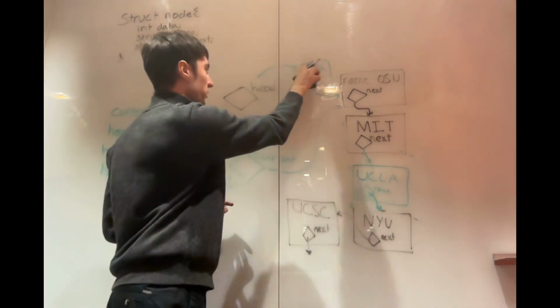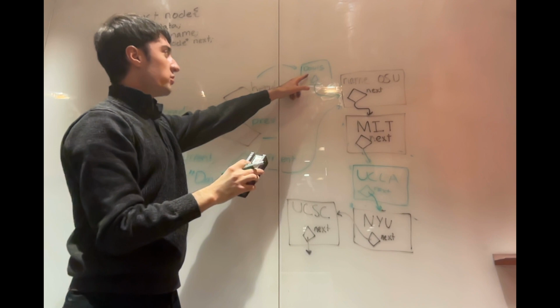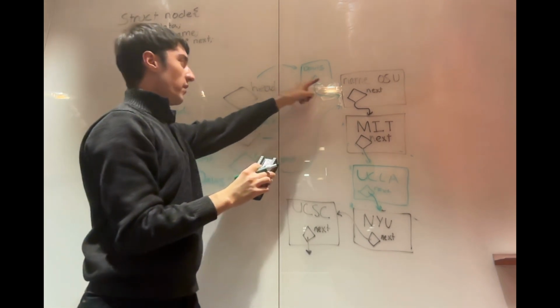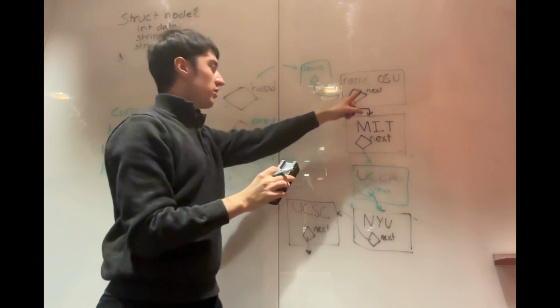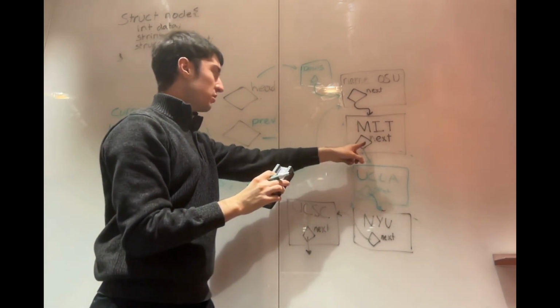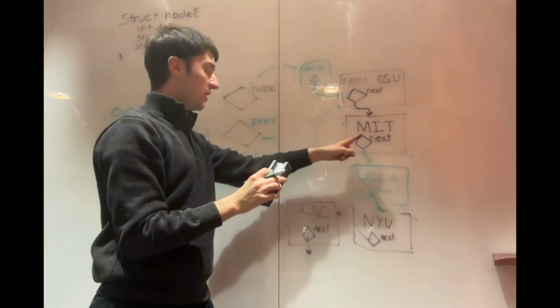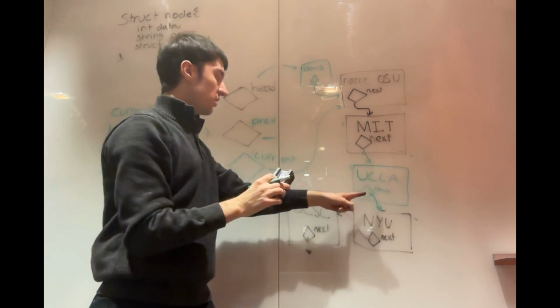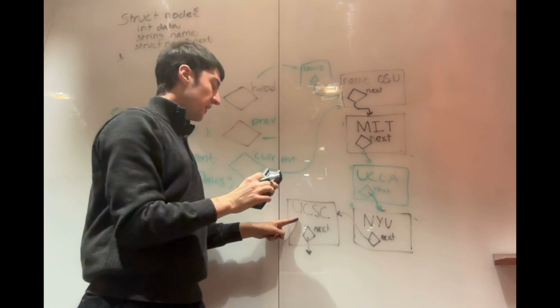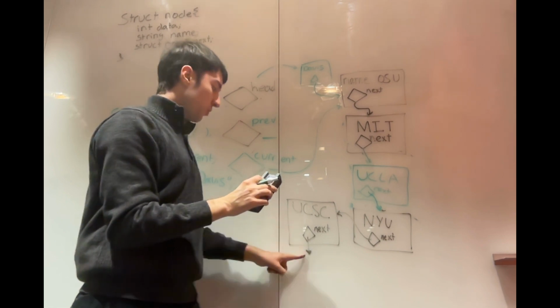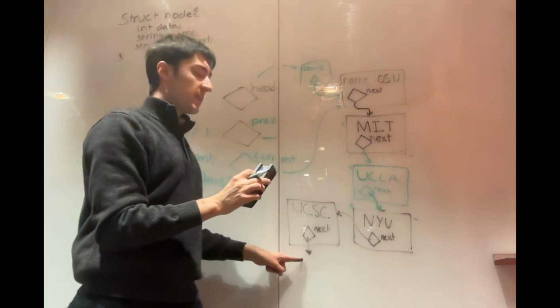Now head points to the first element, which is now Davis. Davis points to Oregon State University. Oregon State University points to Massachusetts Institute of Technology. MIT points to UCLA. UCLA points to NYU. NYU points to UCSC. And UCSC points to null. So we know that that's the end.